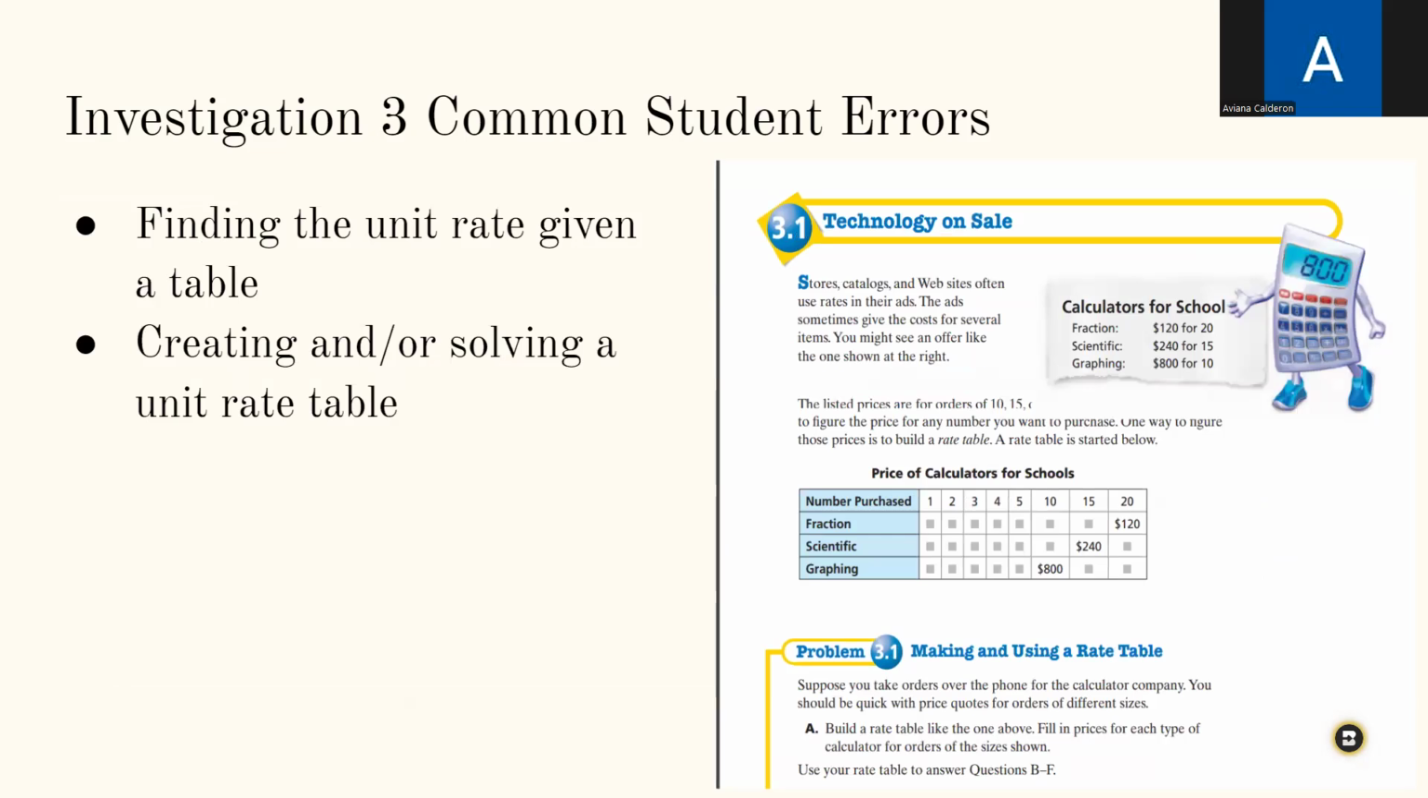Investigation 3, common student errors, as shown on the screen. Students are given a ratio table that has some numbers filled in and some not. And the appropriate thing to do in this situation is find all of the missing components. Now, when solving this ratio table, students might have problems with finding the unit rate given a table. Since the unit rate is not given to them, they are going to have to solve the unit rate for one of the scenarios in order to find the missing pieces.